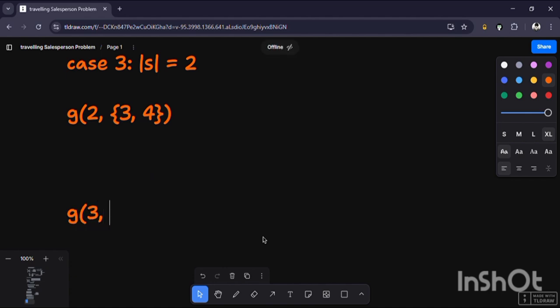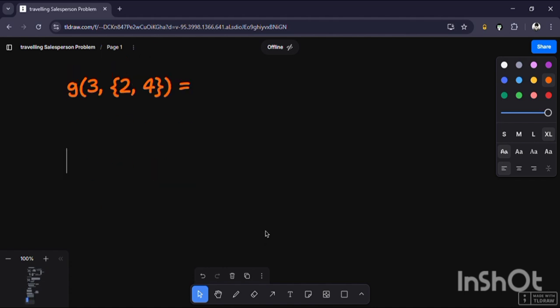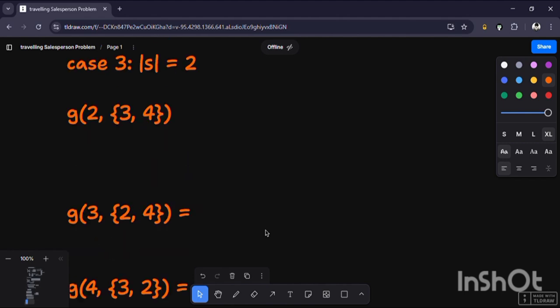Now another possibility will be g of 3 comma 2 comma 4, right? This is another possibility, and another possibility will be g of 4 comma 3 comma 2. This is another possibility. Let me calculate this.